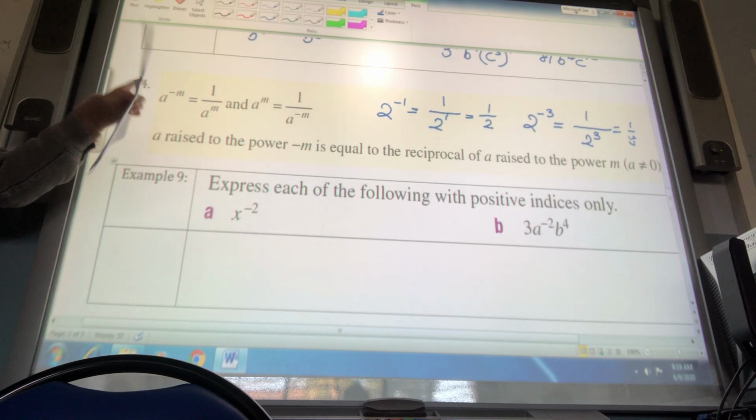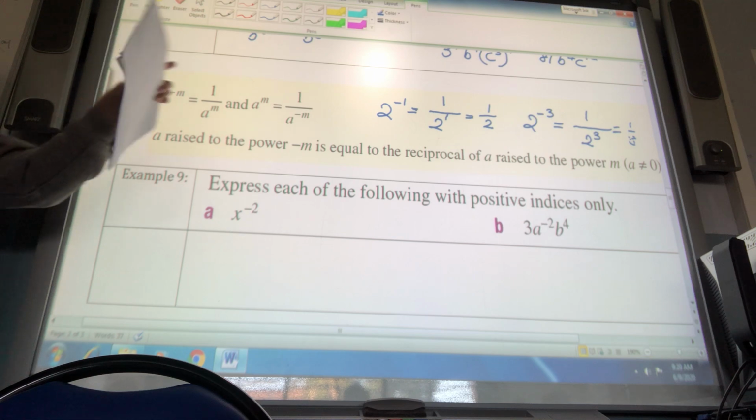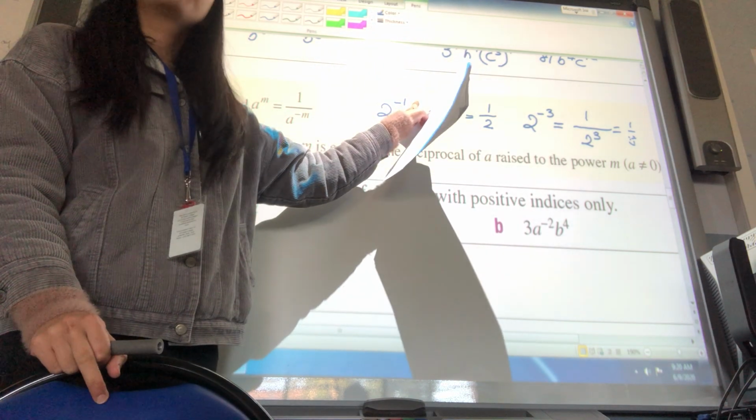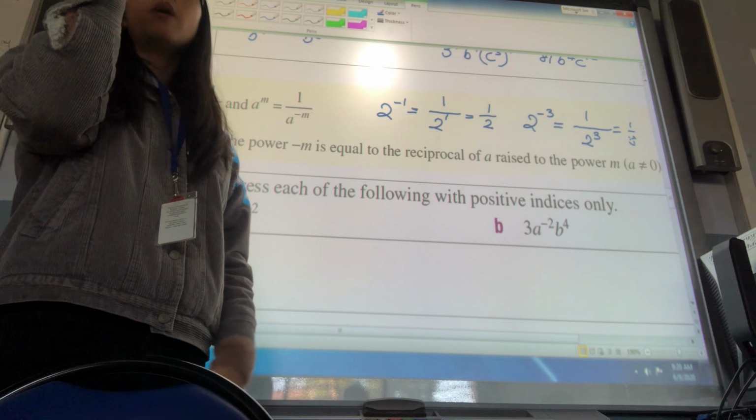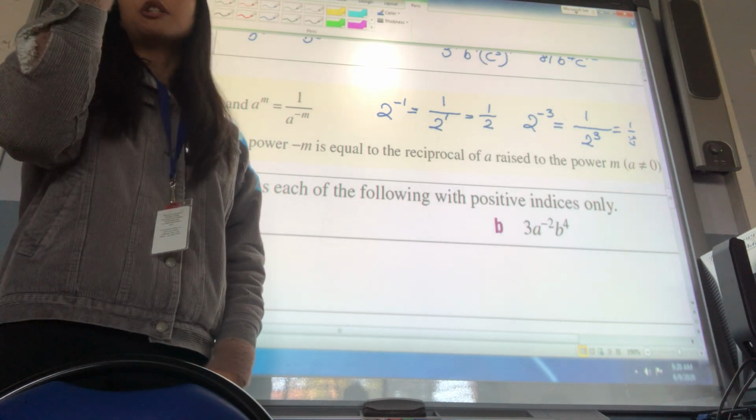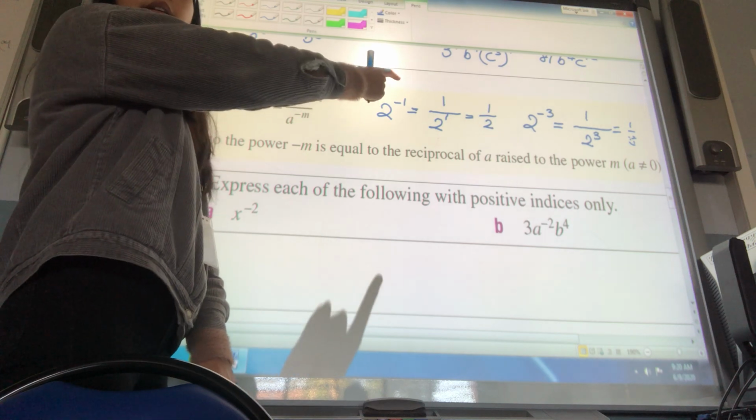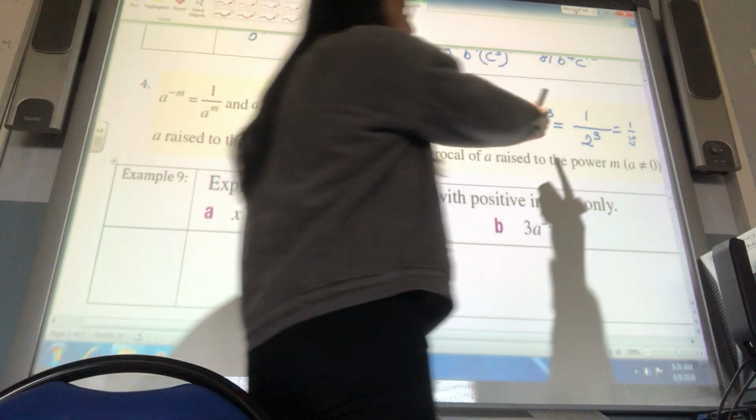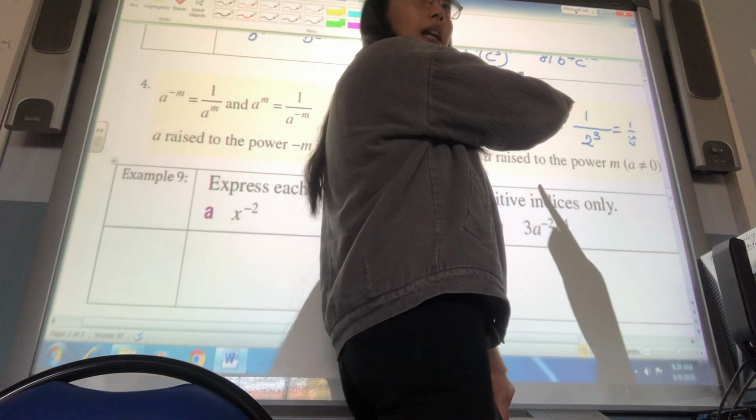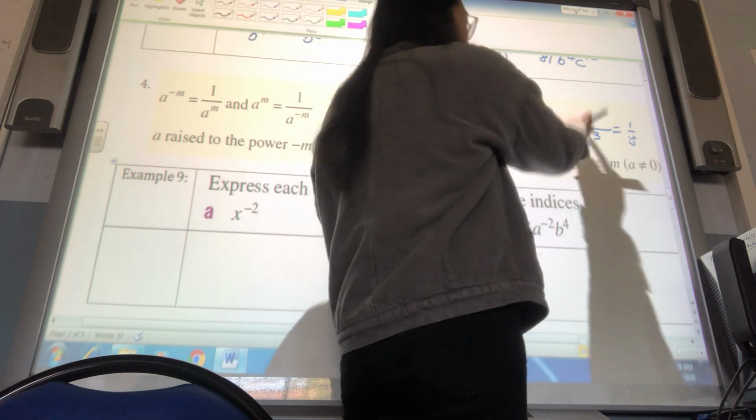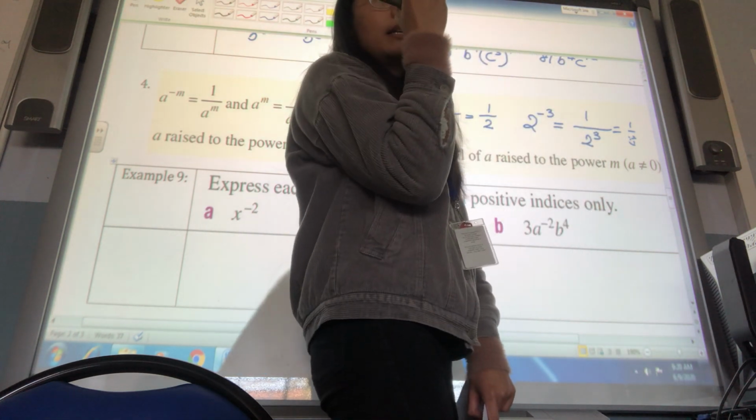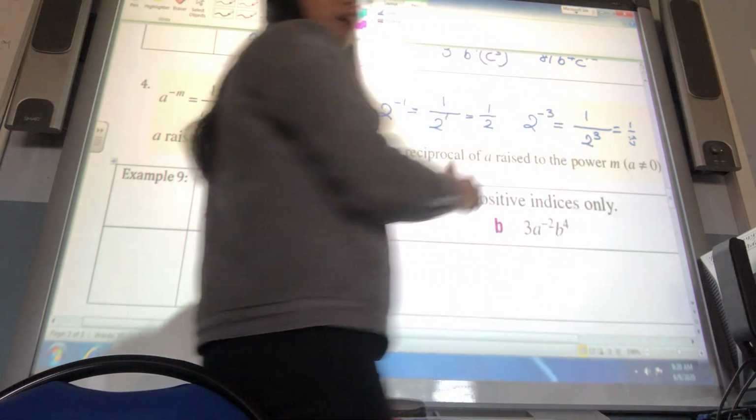So negative means fraction, right? If you have 2 to the power of negative 1, 1 is the actual power. Negative just means it's a fraction. So flip it into a fraction. On the bottom, you have 2 to the power of 1. If it's 2 to the power of negative 3, 3 is the actual power. Negative means it's a fraction. So change into a fraction. On the top, it's always 1. And then on the bottom, it's 2 to the power of 3.